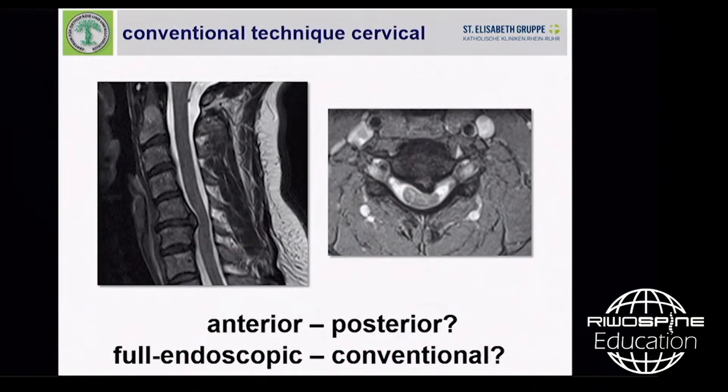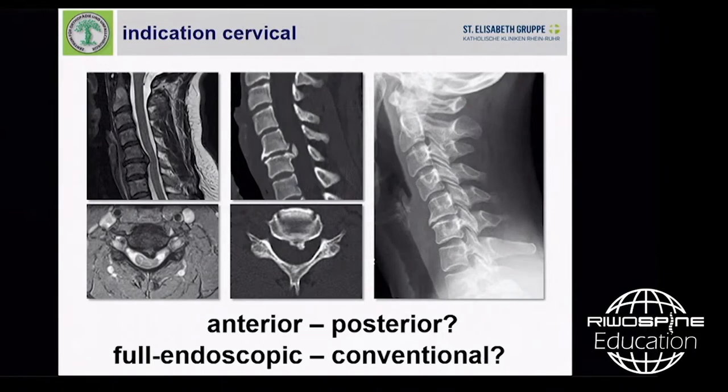And the question is always, which technique should I use if I have a pathology like that: anterior, posterior, conventional, full endoscopic? Just be aware that sometimes, for example, a CT scan may help you. Because when you start with this problem, the first thing, for an anterior approach, is to look at the osteophytes here. You have possibilities to enter that. And again, the posterior pathology is absolutely calcified, so you will get in big trouble. So that wouldn't be an indication for an endoscopic procedure.